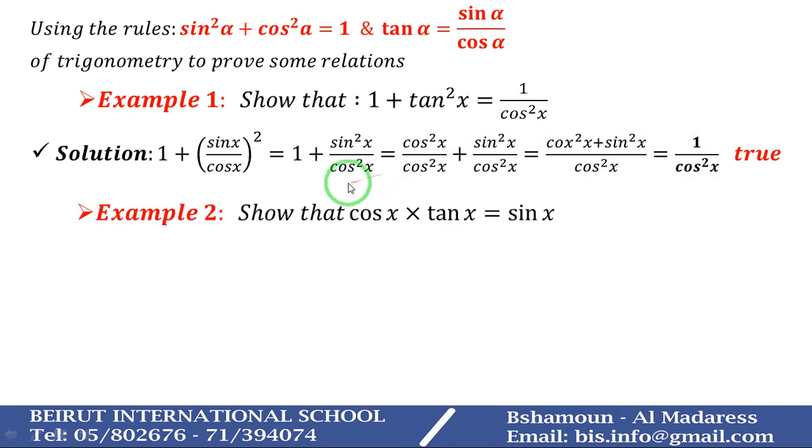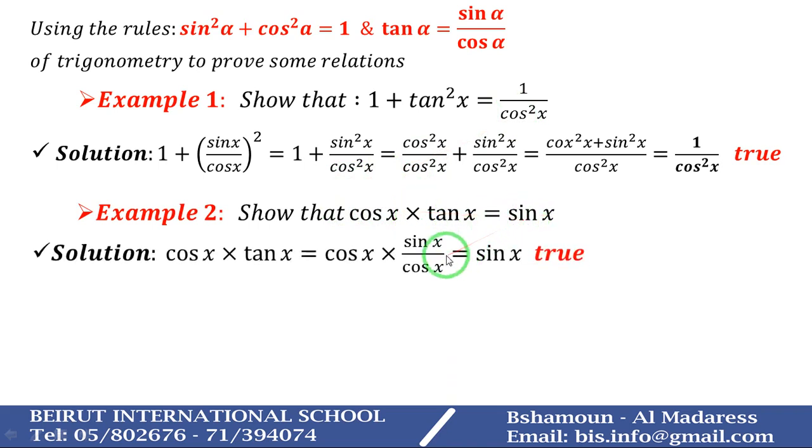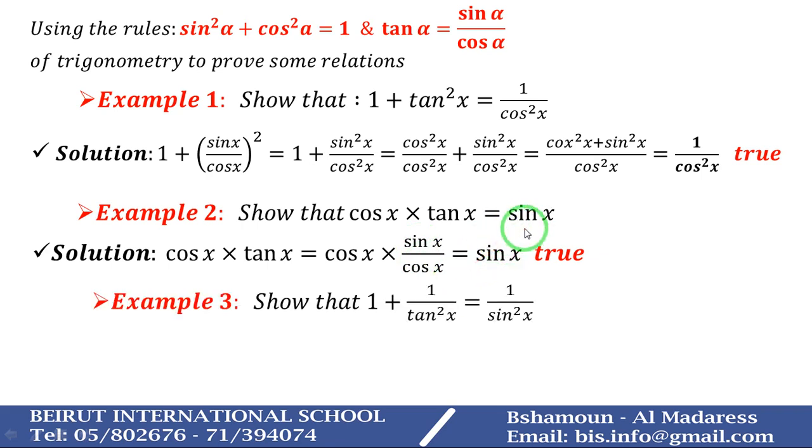Example 2, show that cosine x times tangent x equals sine x. The solution is to substitute tangent x by sine x over cosine x. So the relation will be cosine x multiplied by sine x over cosine x, which equals sine x, which is true as the relation is given.